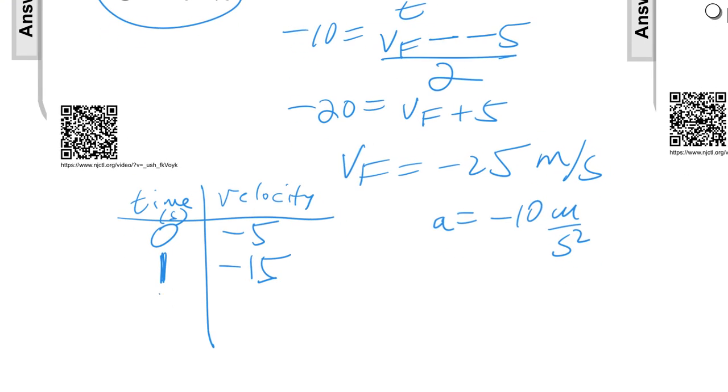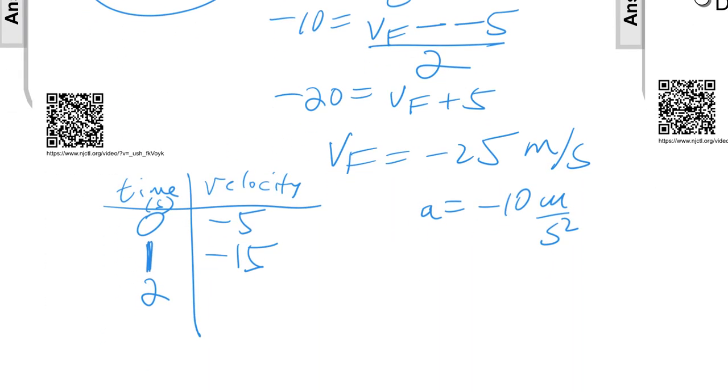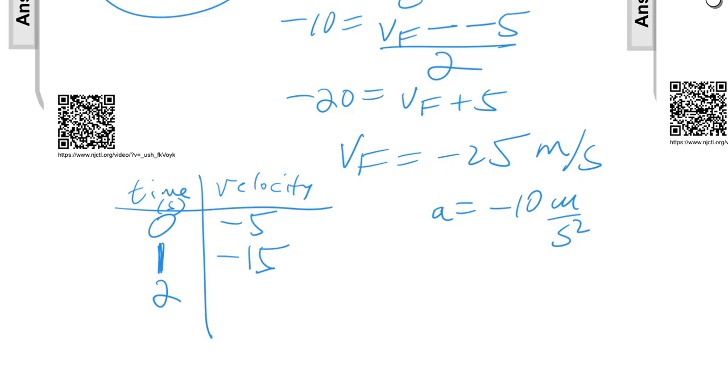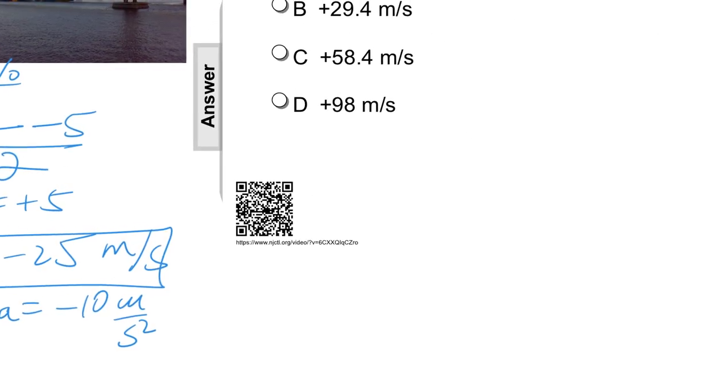And then in the second second of falling, that's where we're ending, -15, it attains another 10 meters per second downward. So that'd be -25 meters per second. They solved it without even using a kinematics equation, just using common sense. Okay, you can do it that way.